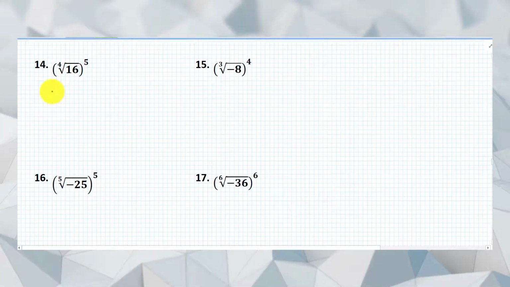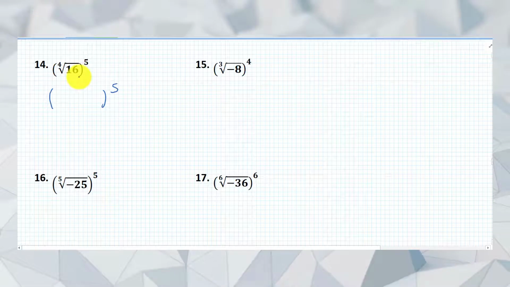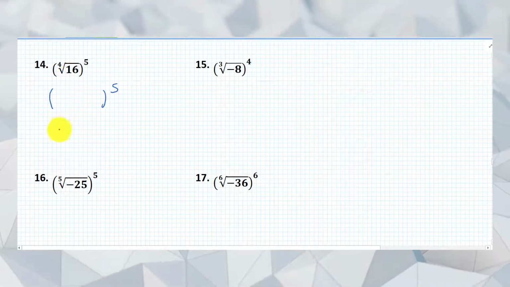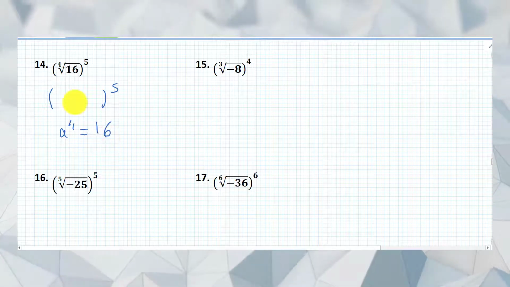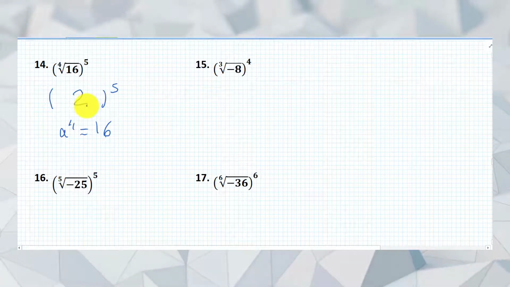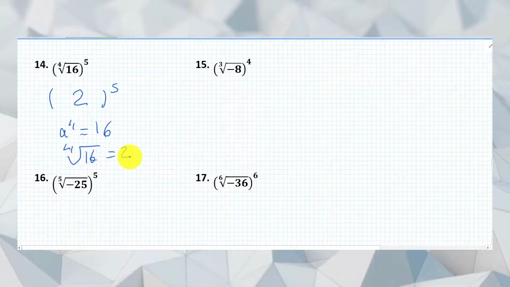All right, so what am I raising to the power of 5? The fourth root of 16. Do you know a number so that when you raise it to the power of 4, you find 16? You should. That is 2. The fourth root of 16 is equal to 2 because 2 to the fourth is 16.